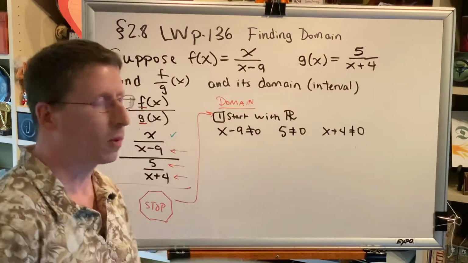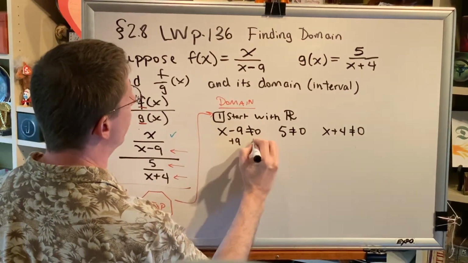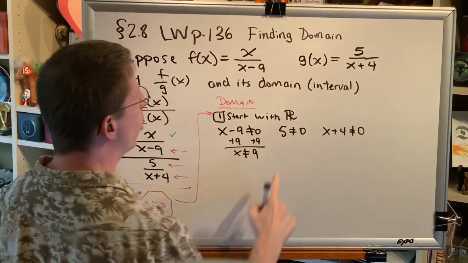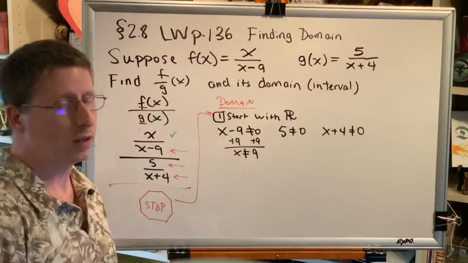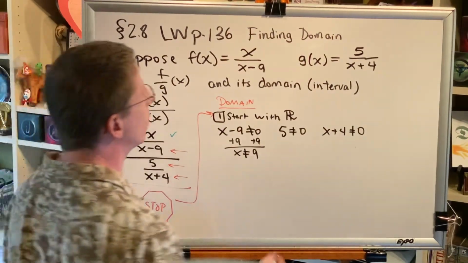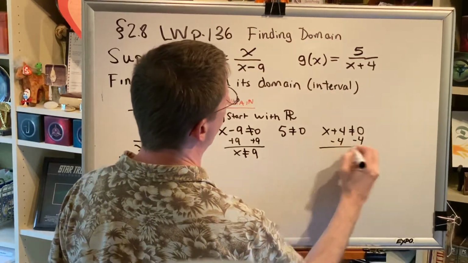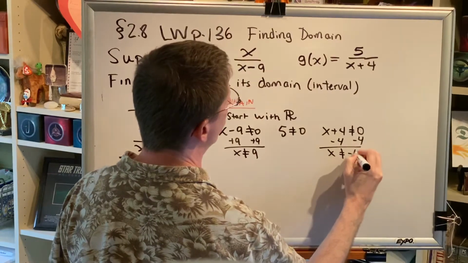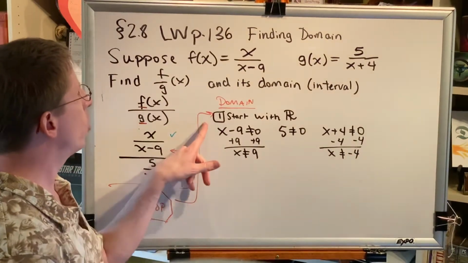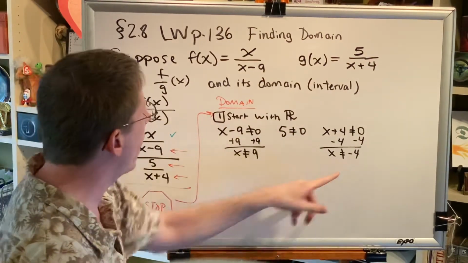Let's solve each one of these one at a time. X minus 9 is not equal to 0. Add 9 on both sides, we get x is not equal to 9. 5 is not equal to 0 is a true statement, but it doesn't tell us anything about x, and therefore it doesn't contribute to our domain. X plus 4 is not allowed to be 0. By subtracting 4 on both sides, we get x is not allowed to be negative 4. Therefore, our domain consists of all real numbers except for 9 and negative 4.